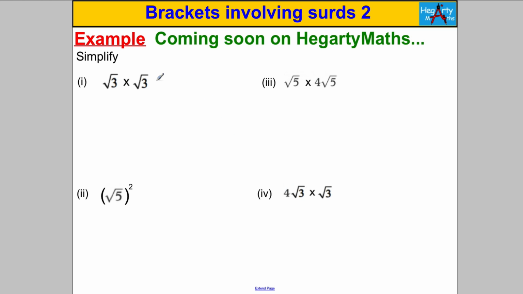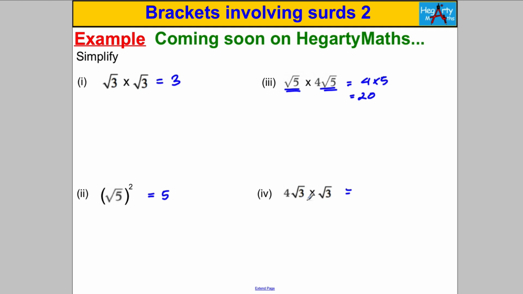Simplify the following. Root 3 multiplied by root 3. That's root 3 all squared, which we know is 3. Root 5 all squared, we must know that one, it's just 5. Root 5 multiplied by 4 root 5, I can do the multiplication in any order. Root 5 times root 5 must be 5. You've still got a times 4. This is 4 times 5. This must be the answer, 20.